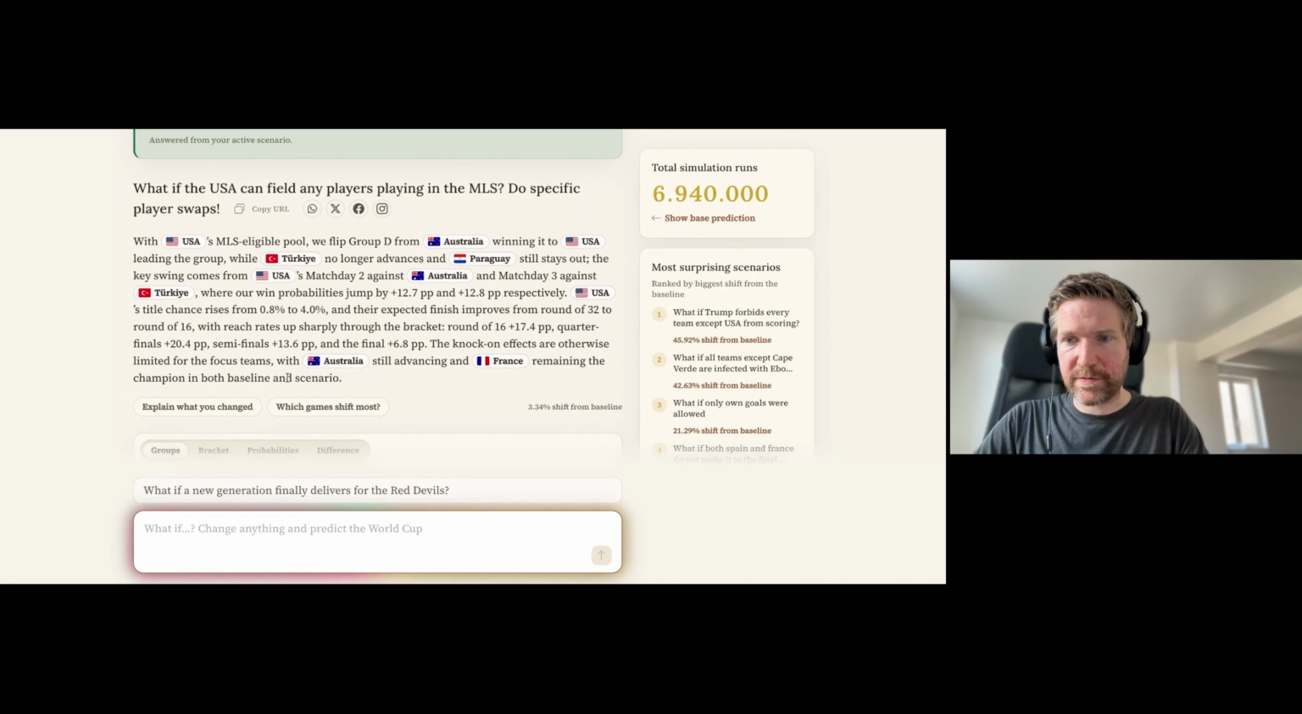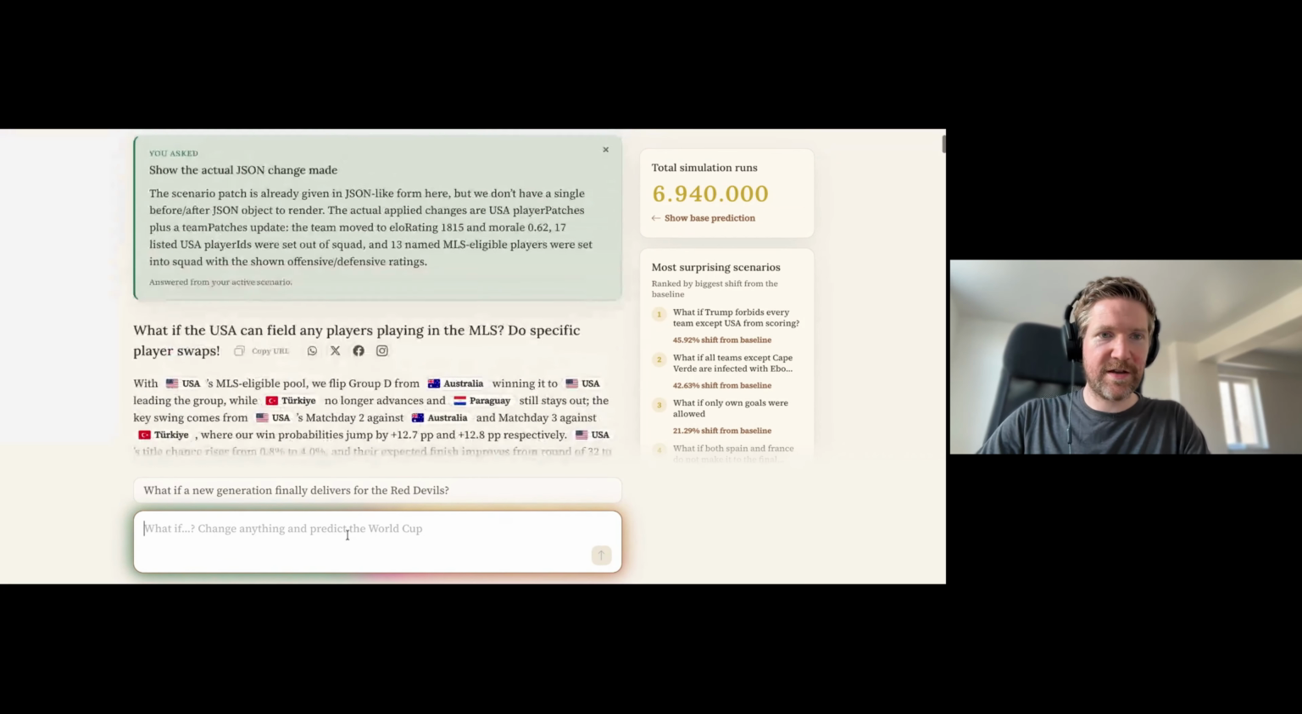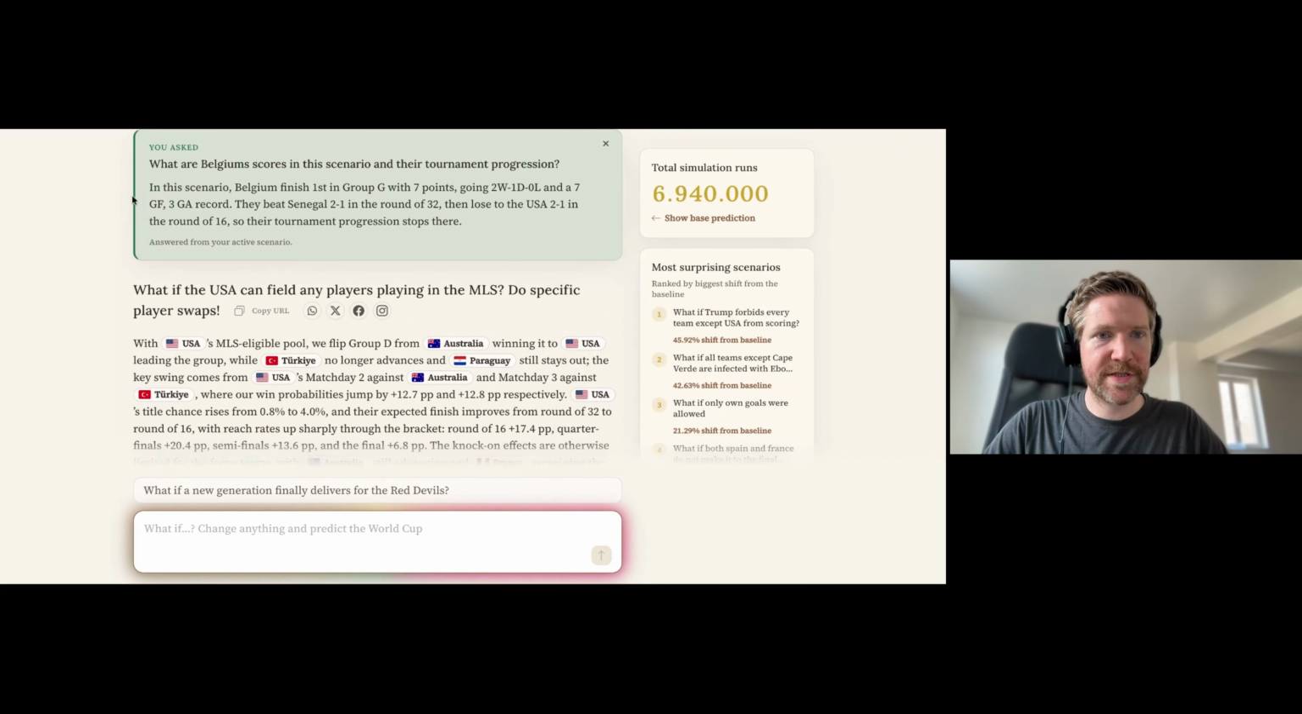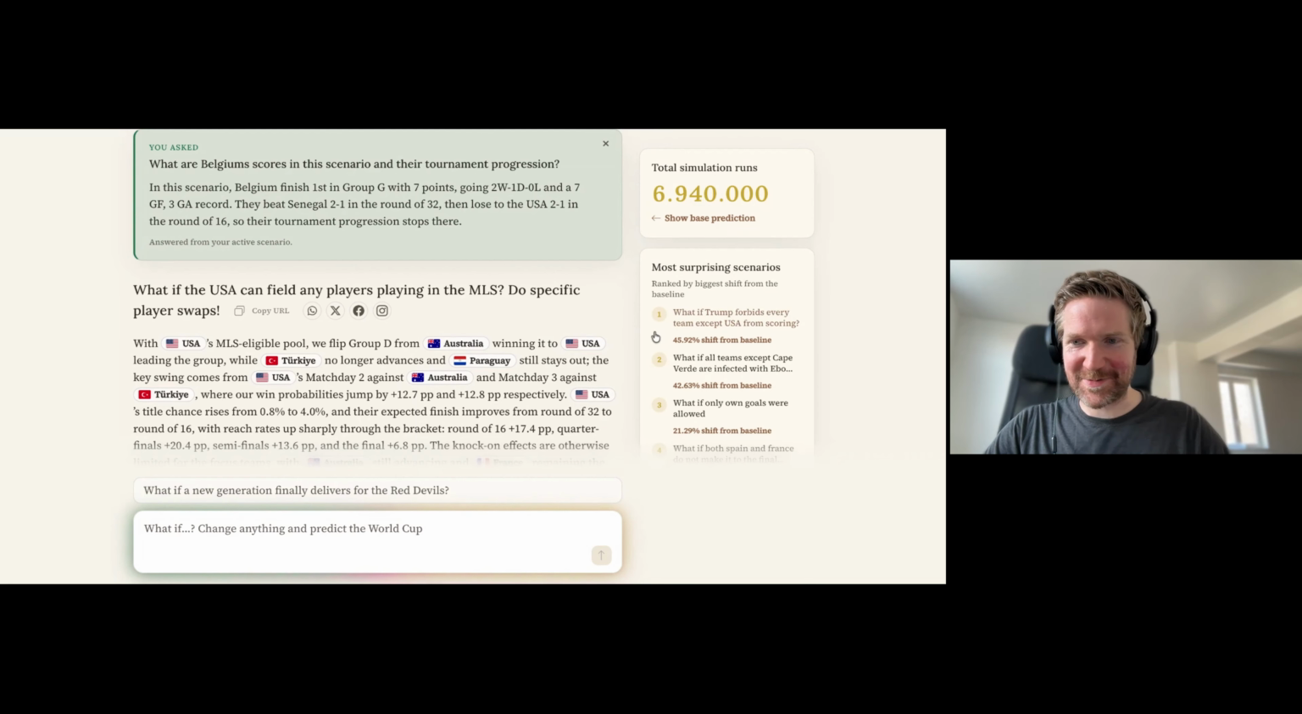And so you can ask questions around the results, around individual game results. For example, what are Belgium's scores in this scenario and their tournament progression? In this scenario, Belgium finishes first in Group G, 7 points, 2 wins, 1 draw, 0 losses. And then in this scenario, we actually lose to the USA in a kind of World Cup rematch, a very interesting match that has been played in the past.